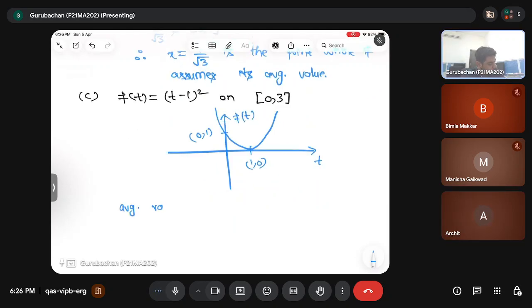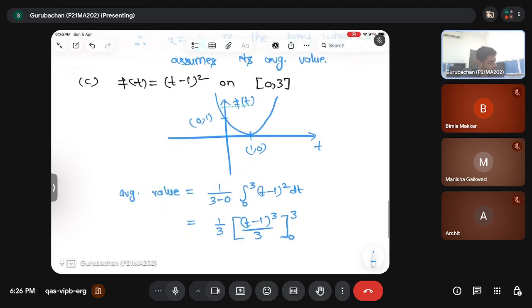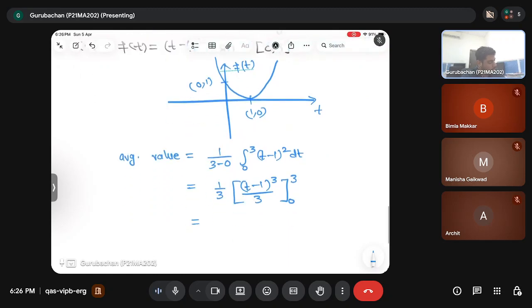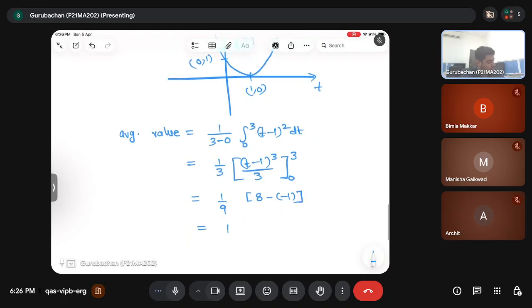Its average value: the integral of (t minus 1) whole square dt will be (t minus 1) whole cube divided by 3, from 0 to 3. So this will give you 1 by 9, and this will be 8 minus minus 1, so this will be 1.